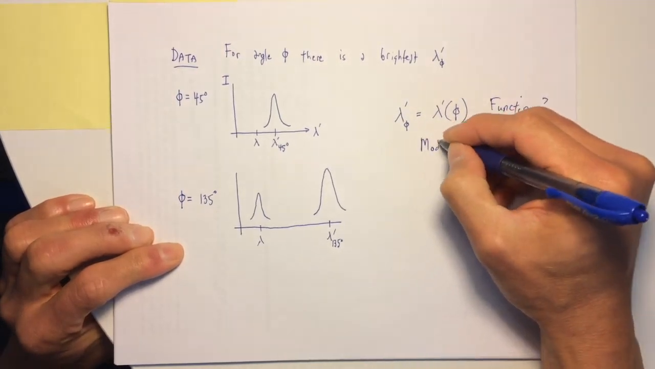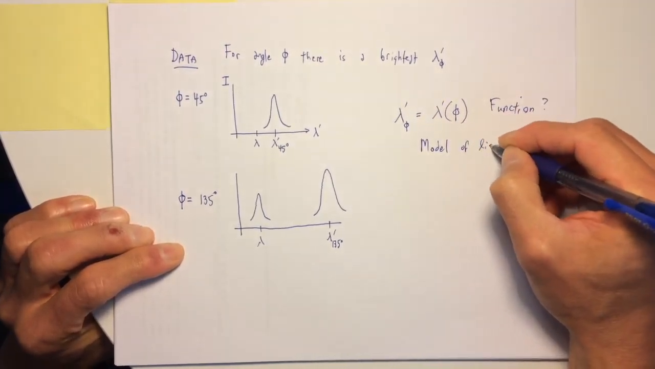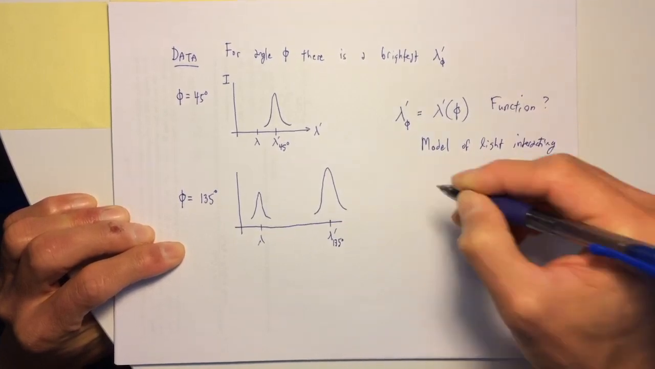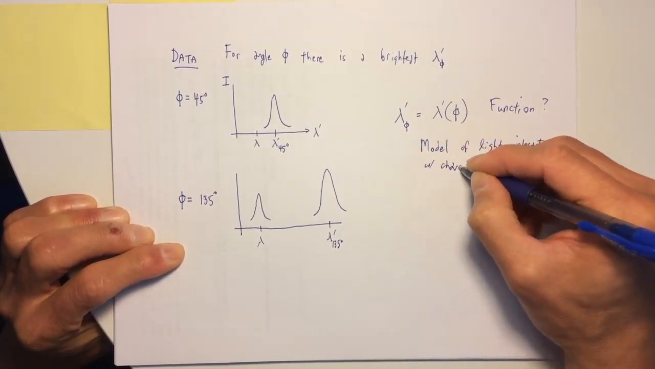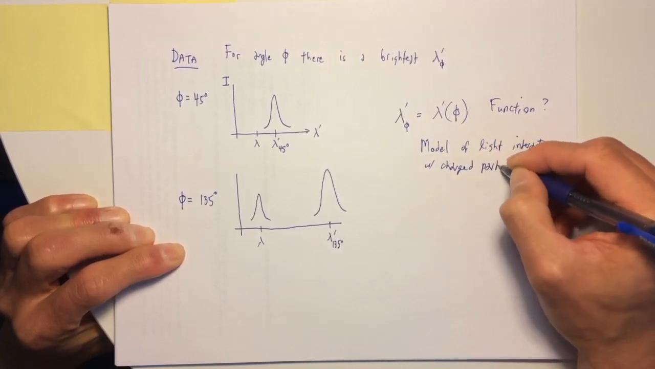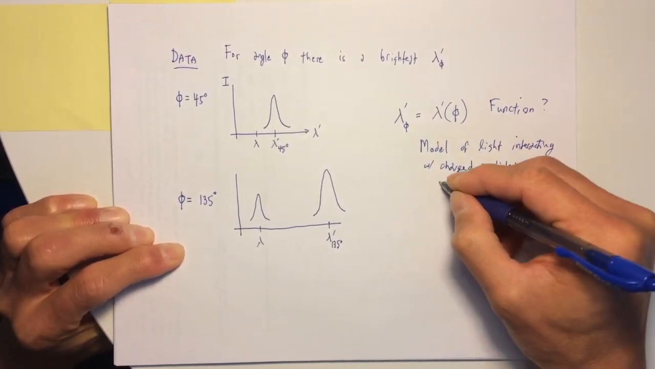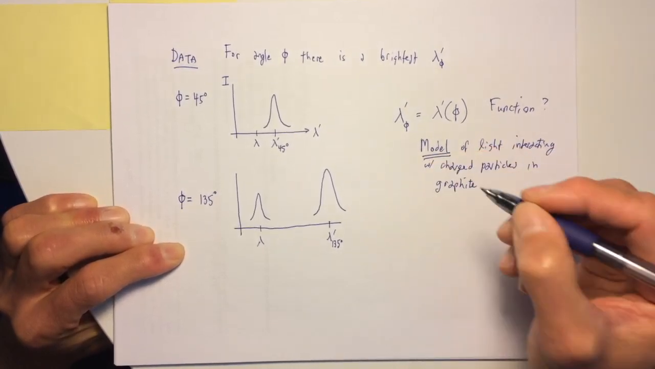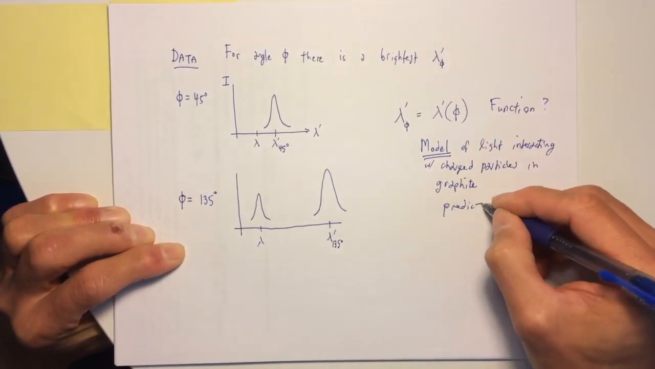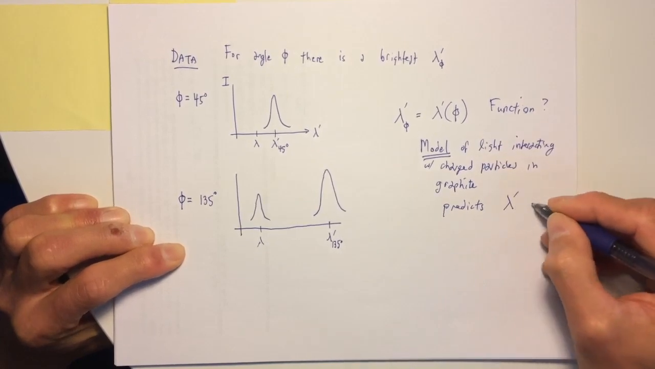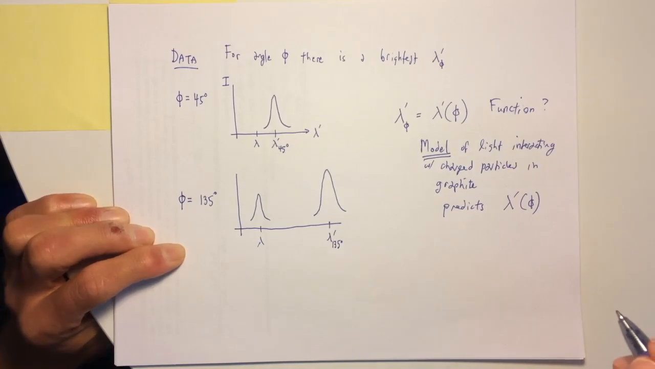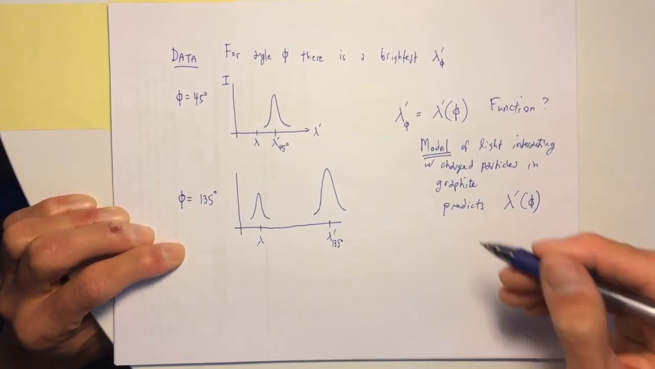But can we use a model of light interacting with charged particles in the graphite, where this model predicts lambda prime as a function of the angle phi, the scattering angle?